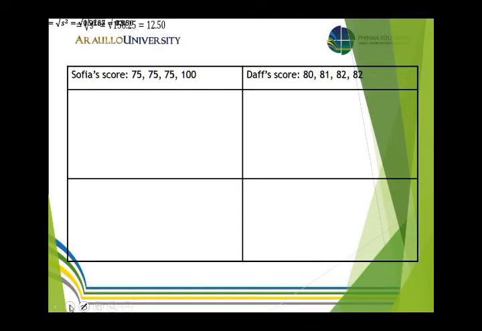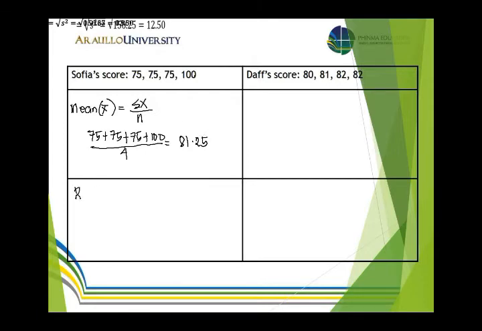Okay, first step, we need to identify the mean. We have a symbol of mean and then we have a formula to find the mean, summation of x divided by n. So, i-add lang natin yung score and then i-divide natin kung ilan sila. So, we have 75 plus 75 plus 75 plus 100 divided by 4. So, we have a mean of 81.25 for Sophia's scores.